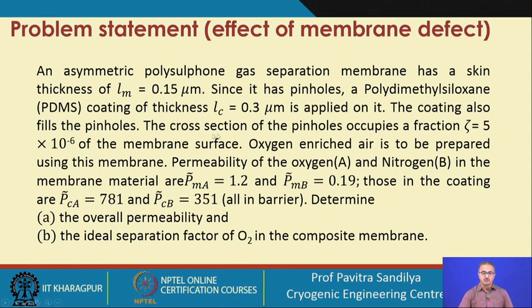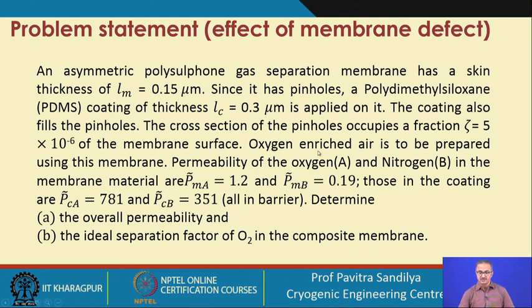The coating also fills the pinhole, and what we find is that the cross section of the pinhole occupies about 5 into 10 to the power minus 6 of the membrane surface. That is, this zeta represents the ratio of the cross section area of the pinhole to the cross section area of the actual membrane surface.